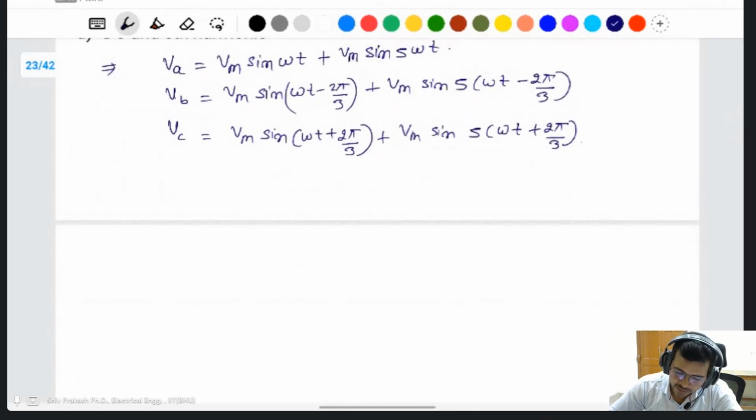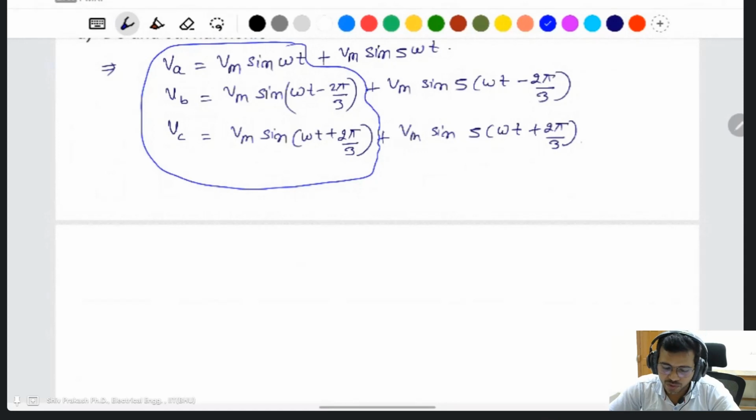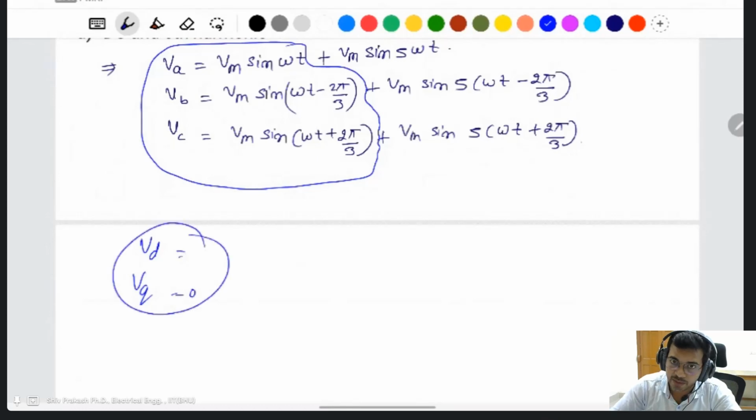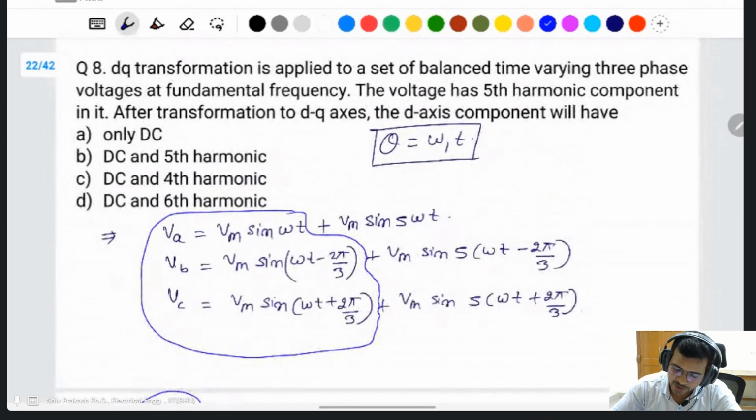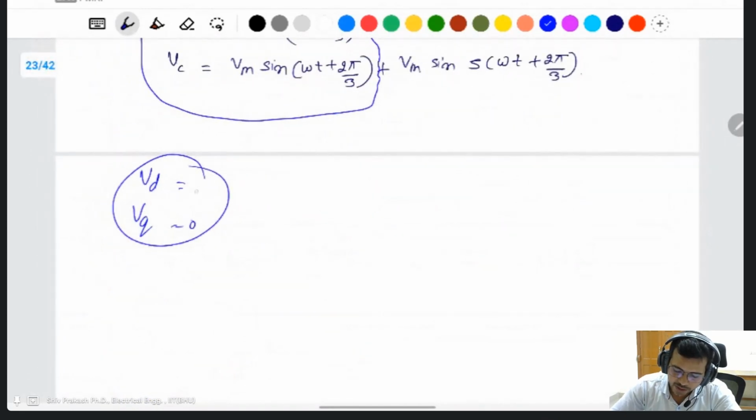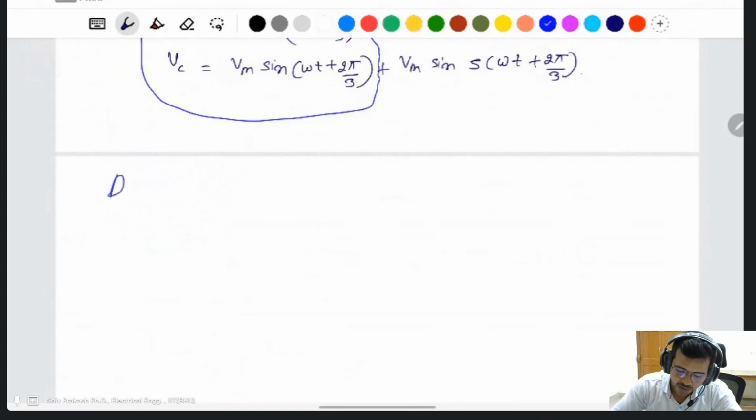Okay. You know that if you convert this whole thing into VD, VQ, this is the same as VC in fundamental, then VD and VQ have a constant DC voltage because it is rotating at the same fundamental frequency. It means omega t only, theta also omega t. It means there is some DC voltage, VD and VQ fixed.